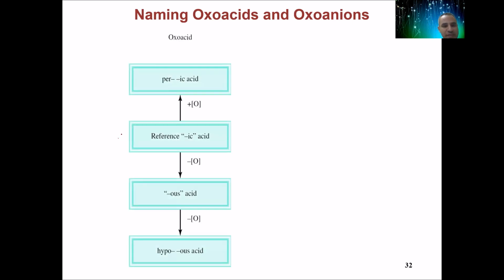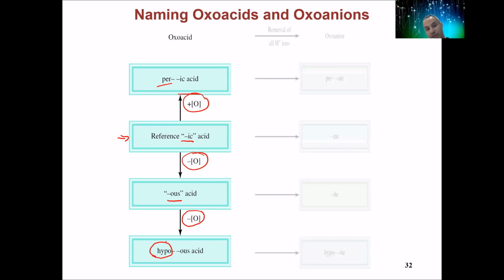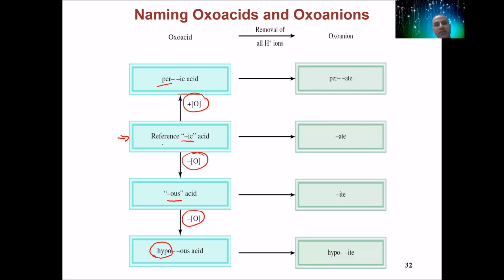You start from the reference acid here, which, as we said, will have an IC at the end of the name. If the formula contains 1 oxygen more than the reference acid, the name will have a prefix of PER, per, and it's going to be a completely different species. If the formula has 1 oxygen less, it's going to end in OUS instead of IC. And if the formula has 2 oxygens less, it's going to have a prefix of hypo. And then when you need to derive the corresponding oxoanion from these acids, it's going to follow the same procedure. The oxoanion derived from the reference acid will have ATE at the end of the name instead of IC.